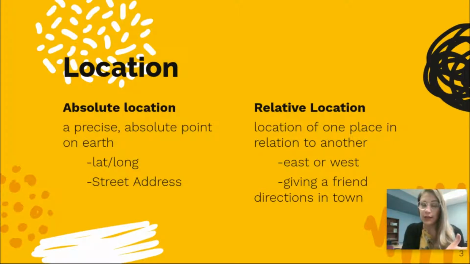Relative, on the other hand, is a location of one place in relation to another. So this can be like east or west of something, or we tend to use relative location when we're giving directions to a friend or when we're getting directions from someone else. So it will be in relation to something else and not an absolute point. Remember, absolute point is your absolute location. Your relative location is how it relates to another point or location.